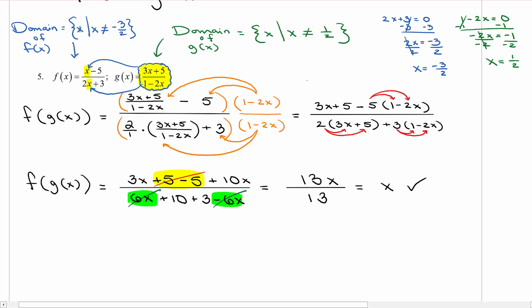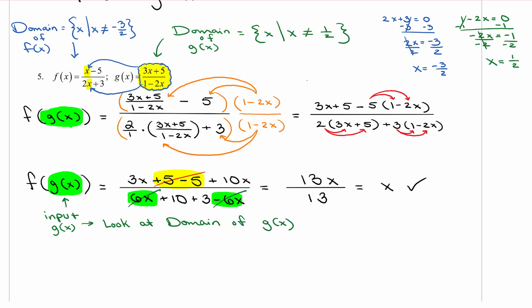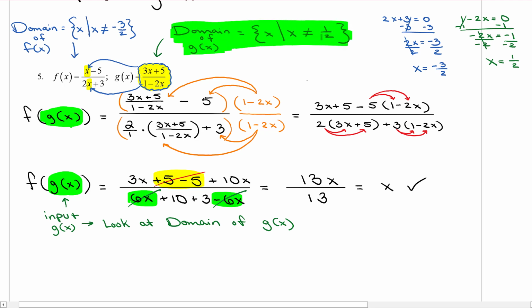Now I'm not done, right? Because I still need to verify g of f of x. But before I do that, let's talk about what is the domain here. What are the restricted values? My input for this one was g of x, so we're going to focus on the g of x function to determine the domain. Here's the domain up here, I'm highlighting it in green. It was the set of all x such that x cannot equal 1/2. So I'm going to write x cannot equal 1/2. There we go.